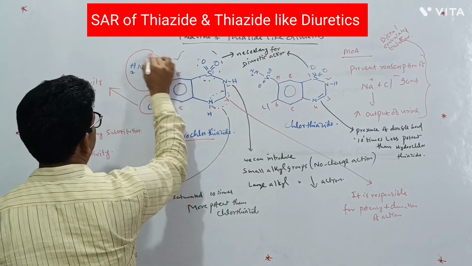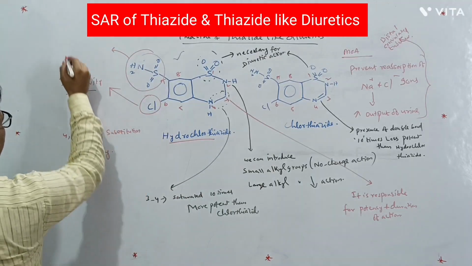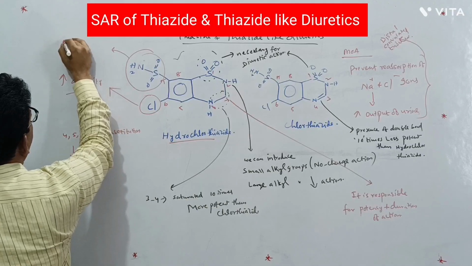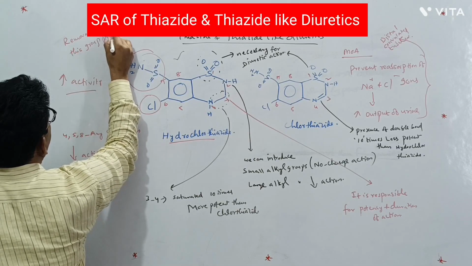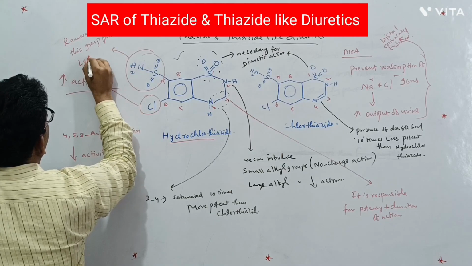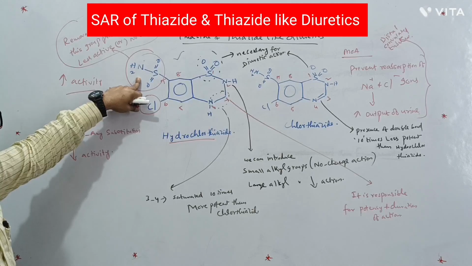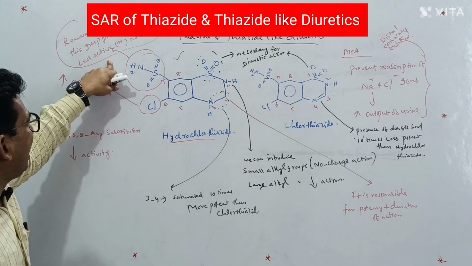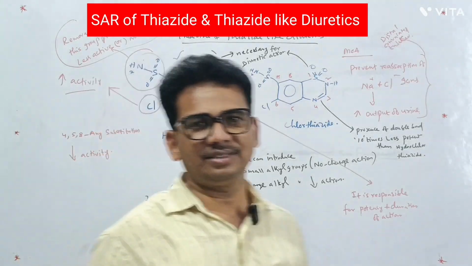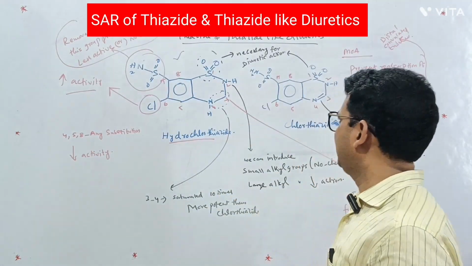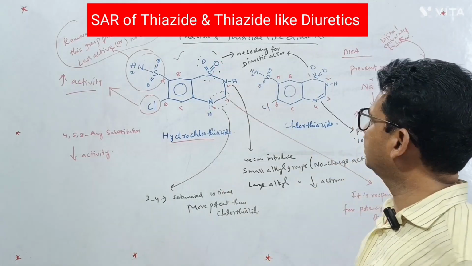And the sulfonamide, what happens on its removal? Removal of this sulfonamide group produces a less active compound, or sometimes it won't have any action at all. This is about the SAR of the thiazide and thiazide-like diuretics. Remember, we should not disturb this sulfur dioxide group.